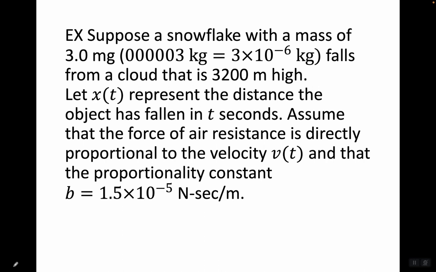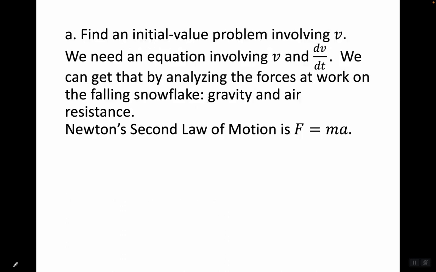Suppose a snowflake with a mass of 3 milligrams, that's 0.000003 kilograms, falls from a cloud that is 3,200 meters high. Let x of t represent the distance the object has fallen in t seconds. Notice x of t is not the height, it's not the position, it's the distance fallen. Assume that the force of air resistance is directly proportional to the velocity v of t, and that the proportionality constant b is 1.5 times 10 to the negative fifth Newton seconds per meter.